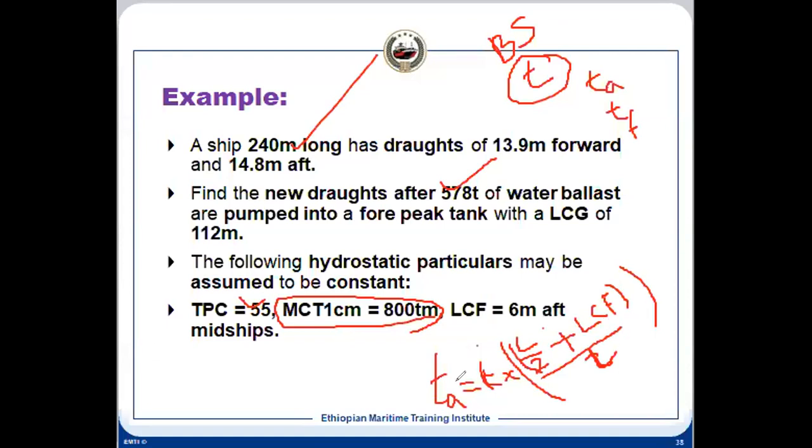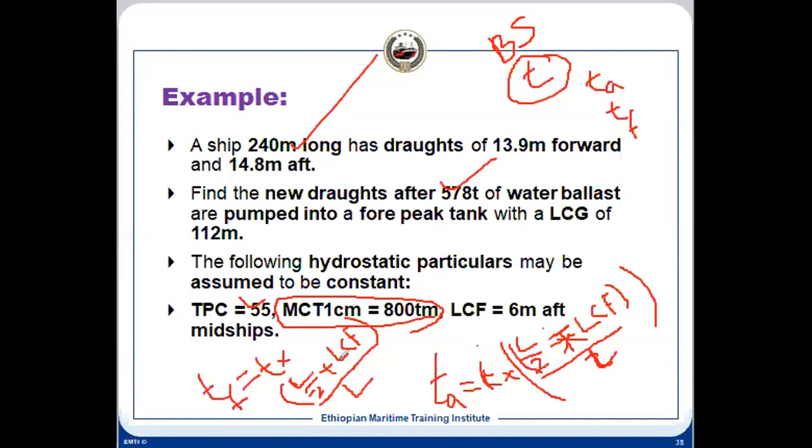This is a minus, this is not plus, this will be minus, because this is TA. For the TF, it will be plus. So for TF, same formula we will be using. TF is equal to T multiplied by L by 2. In this case, it will be plus LCF because it is aft of midship, and divided by L. So this formula we use to find out TA and TF.